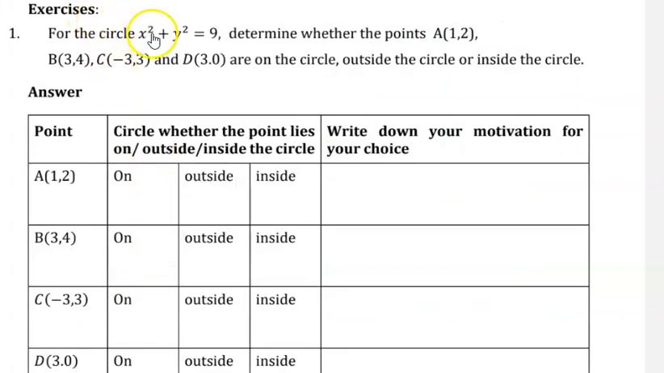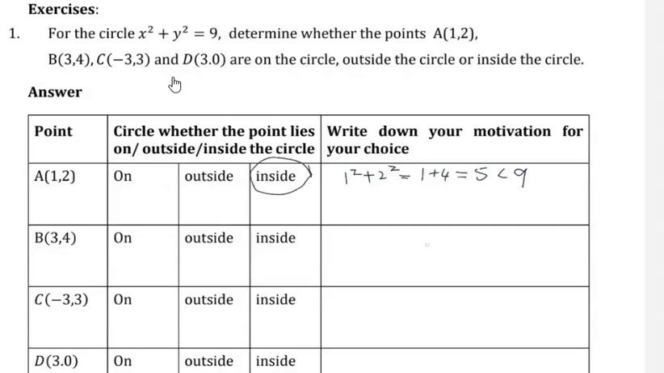In this exercise, I'm considering a circle x squared plus y squared equal to 9, and I want to know whether points A, B, C, and D are on the circle, outside the circle, or inside the circle. So first of all, let us do the left hand side. So I will do 1 squared plus 2 squared. That will give me 1 plus 4, which is equal to 5. That is less than 9, so it means it's inside the circle.